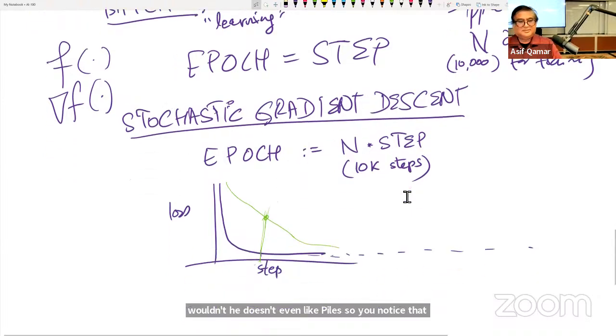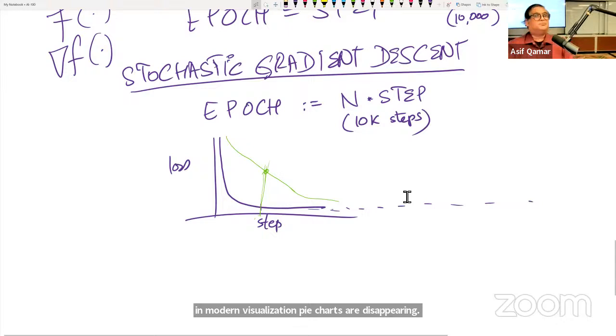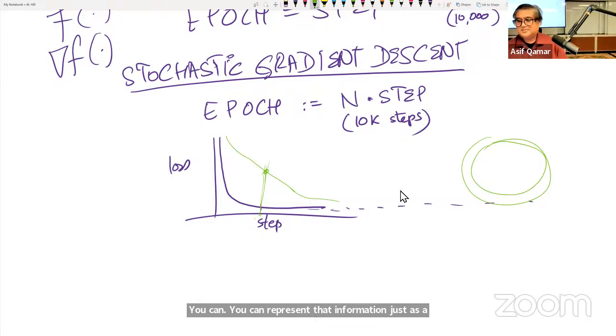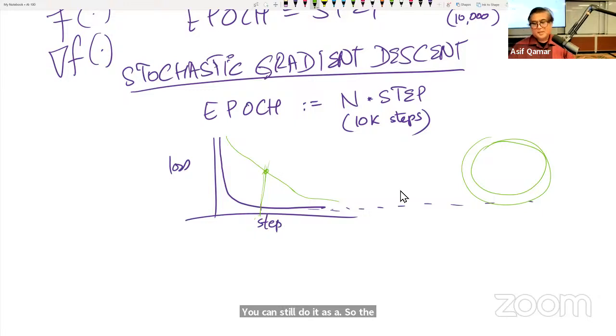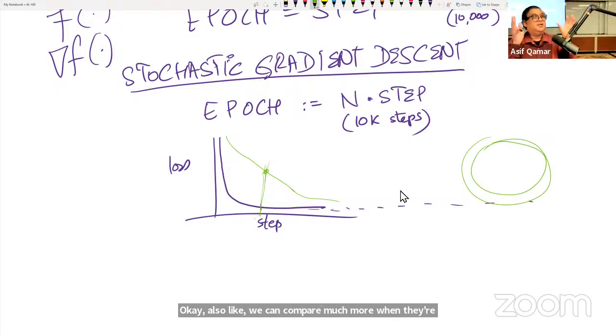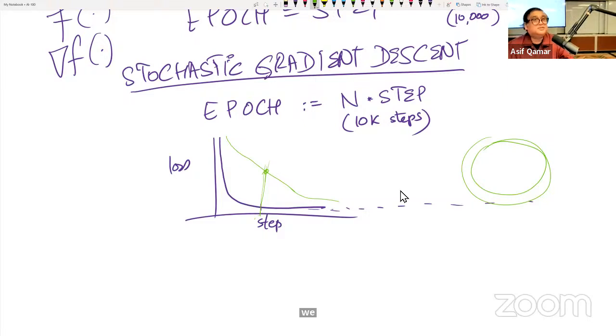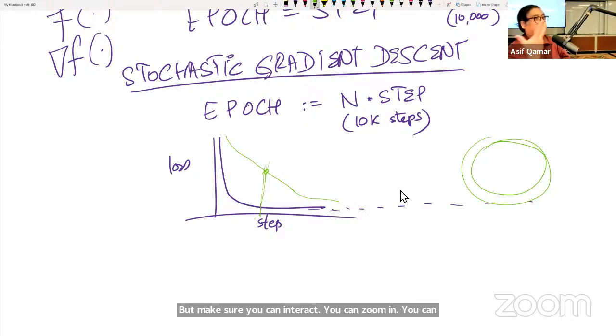You can represent that information just as a bar chart. If you insist on a circle, you can still do it as a sort of donut, breaking up a donut into parts. Also, we can compare much more when they are vertical rather than by area, size, or angle. So anyway, visualize, but in three dimensions, the beauty is that three dimensions is very powerful, but make sure you can interact, zoom in, move the camera, and rotate. Otherwise, three dimensions are of no use. Don't get into the cutesy part of it.